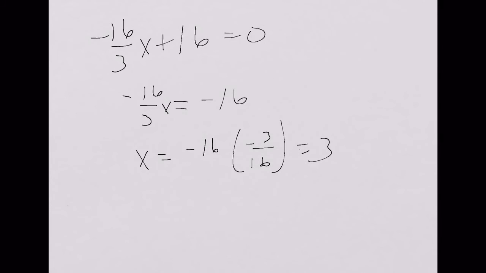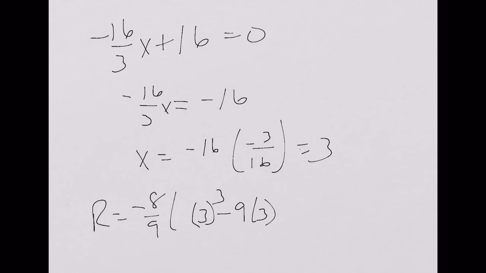So I'm going to put x back into my original equation. So I have x cubed minus 9 times 3 squared minus 27. And if I do that, I should get a value of 72.